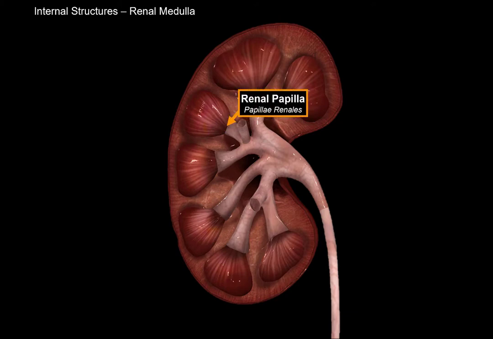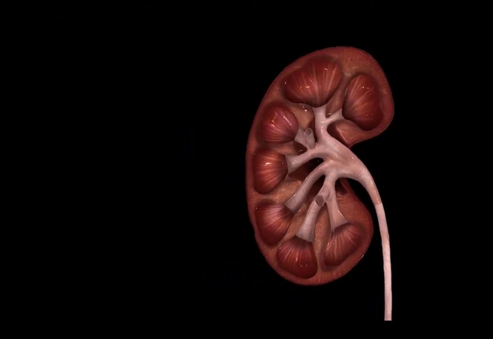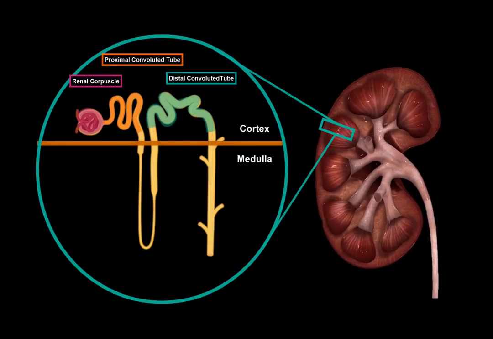But another thing that's important to mention when we talk about the renal medulla is that there are going to be parts of the medulla that radiate towards the cortex. We call these renal medullary rays. Now let's go back to this picture again. Now we know that when we talk about the renal medulla, we're talking about pyramids, and you will find the rest of the nephron here. We have the loop of Henle and the collecting duct.